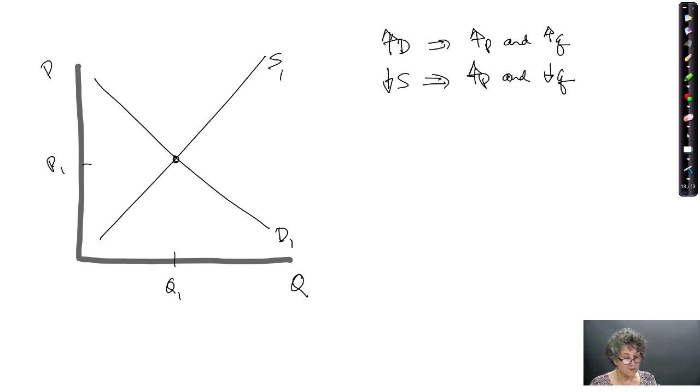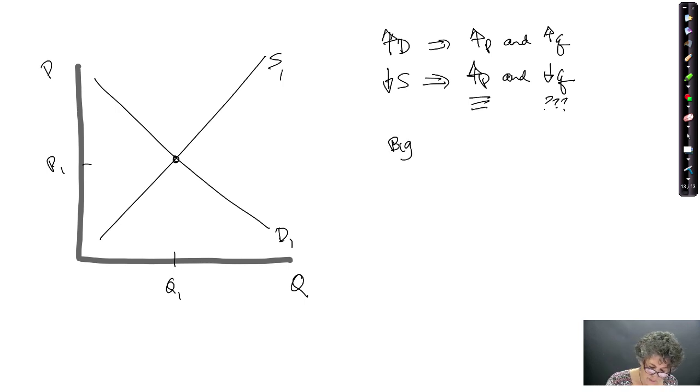If both of those things happen at the same time, it's pretty clear what the price effect is going to be. Both the increase in demand and the decrease in supply are putting upward pressure on the price. But the quantity effect is ambiguous. We don't know without more information whether quantity is going to go up or down, because the increase in demand is making quantity go up, but the decrease in supply is making quantity go down.